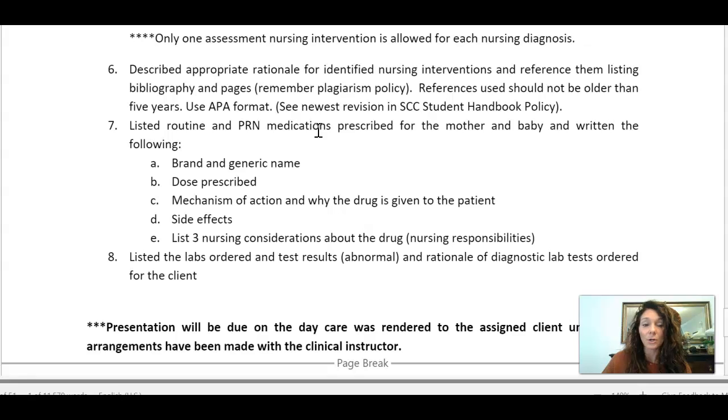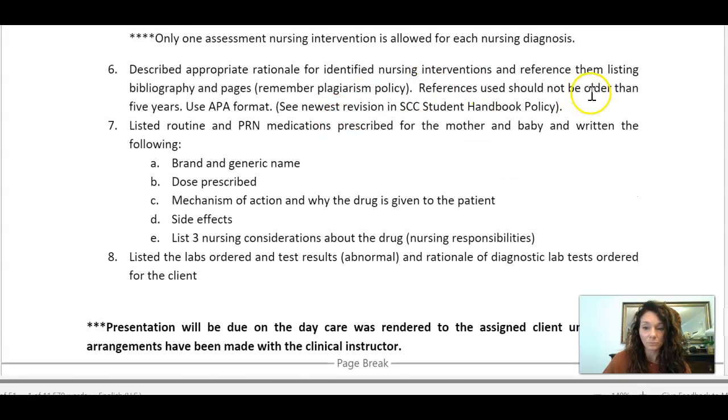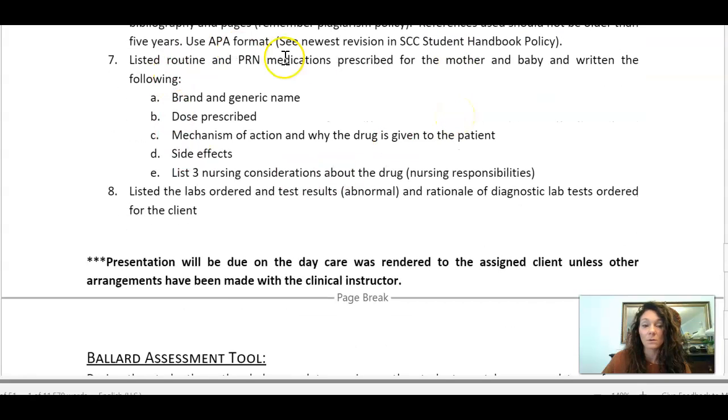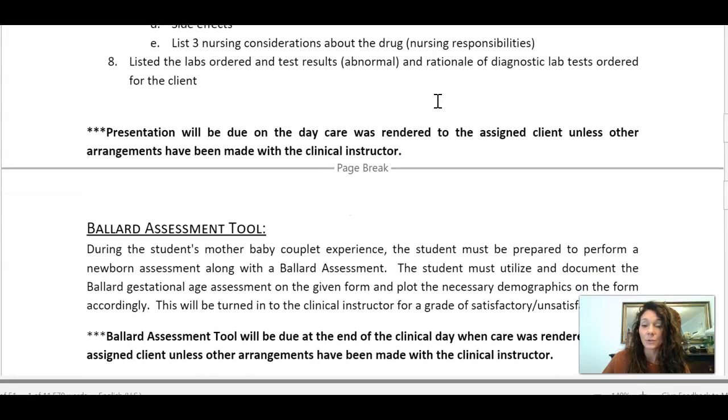Make sure that you are describing your rationales for those interventions. Any references that you are using do not need to be older than 5 years. Make sure you're listing the medications on there as well. Okay, there's some specific things for the meds. Same thing with the labs and ordered test results.